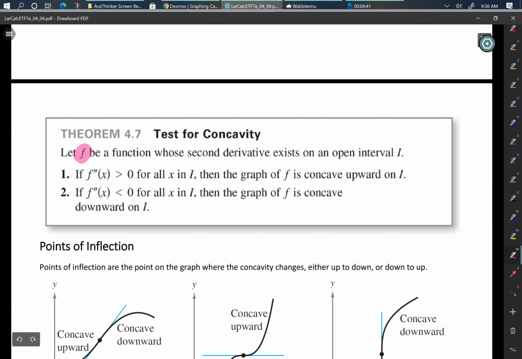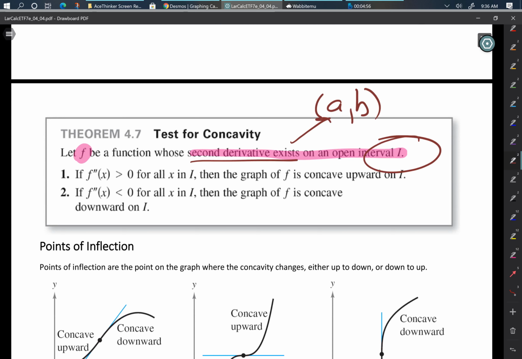So let f be some function whose second derivative exists on some open interval I. So we're going to have some interval a to b, that's our open interval I, and the second derivative exists for all values in that interval. Now, if the second derivative exists for all values in that interval, then I can use this test for concavity.